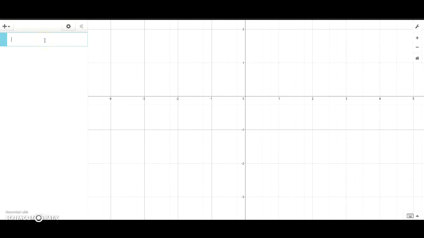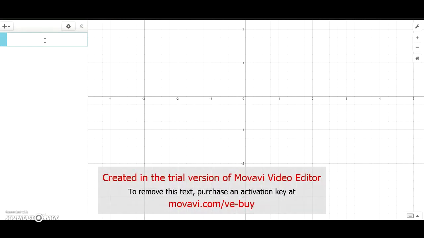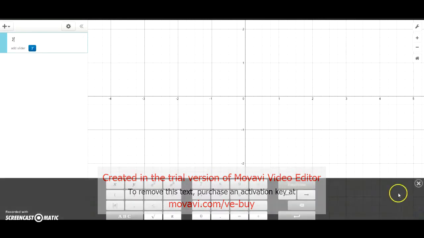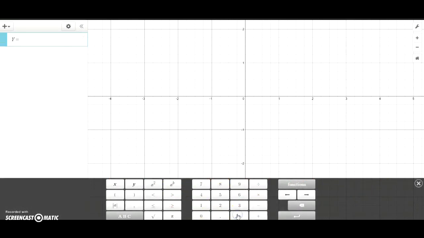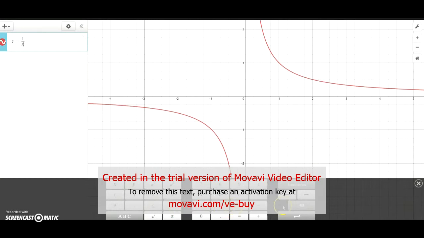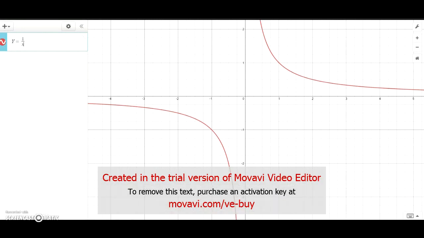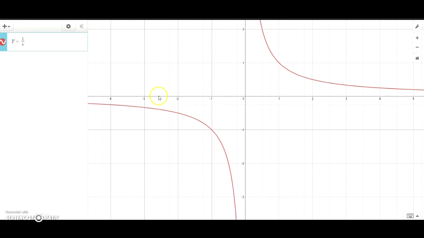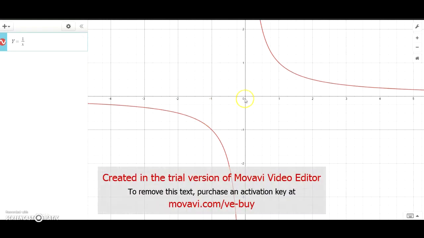Our function was f of x is equal to 1 divided by x. We can put y is equal to 1 divided by x. So let's see this function. For each and every x value there is a y value, but there is no interception in x, 0. So what can we say about this? The graph never touches the 0 line.